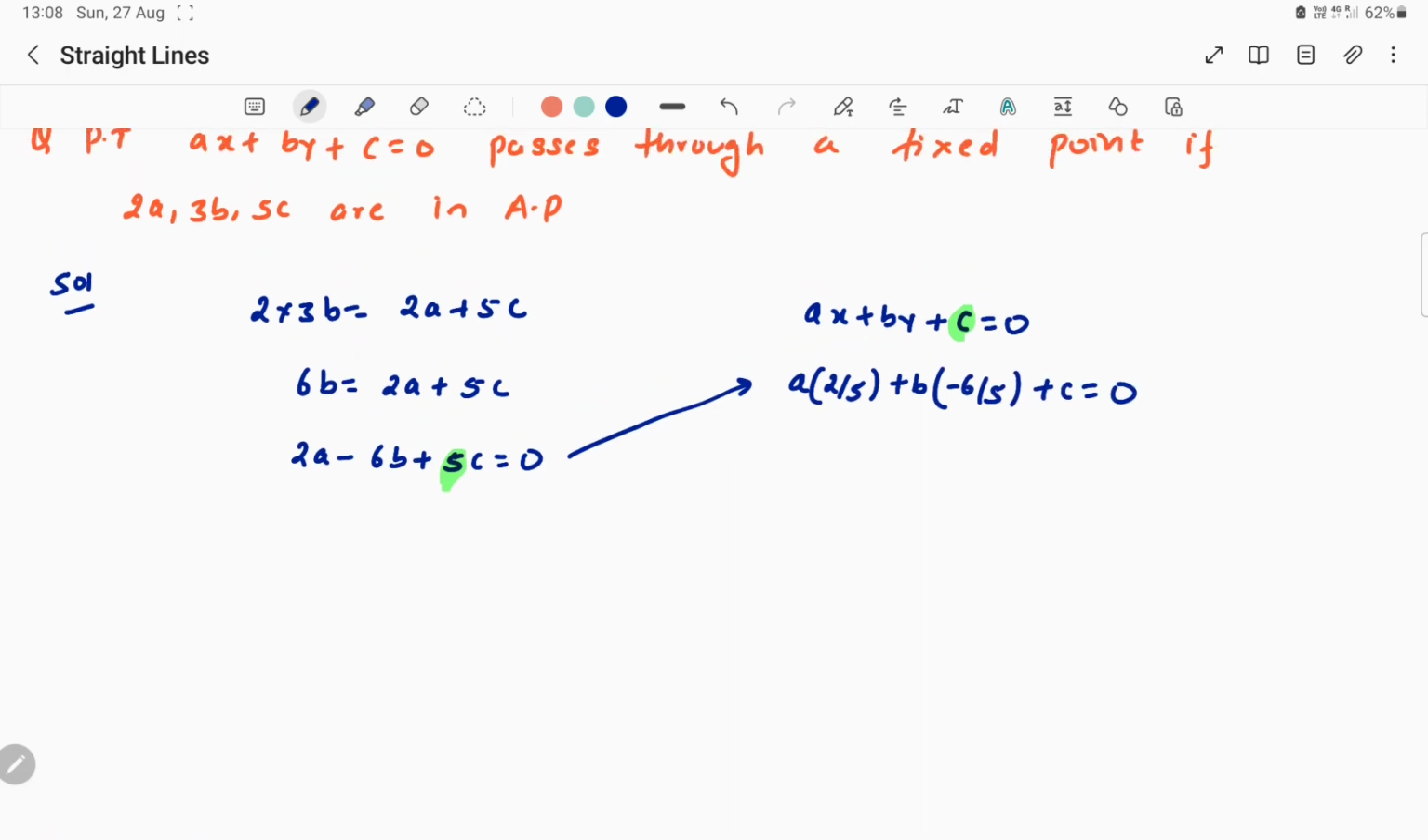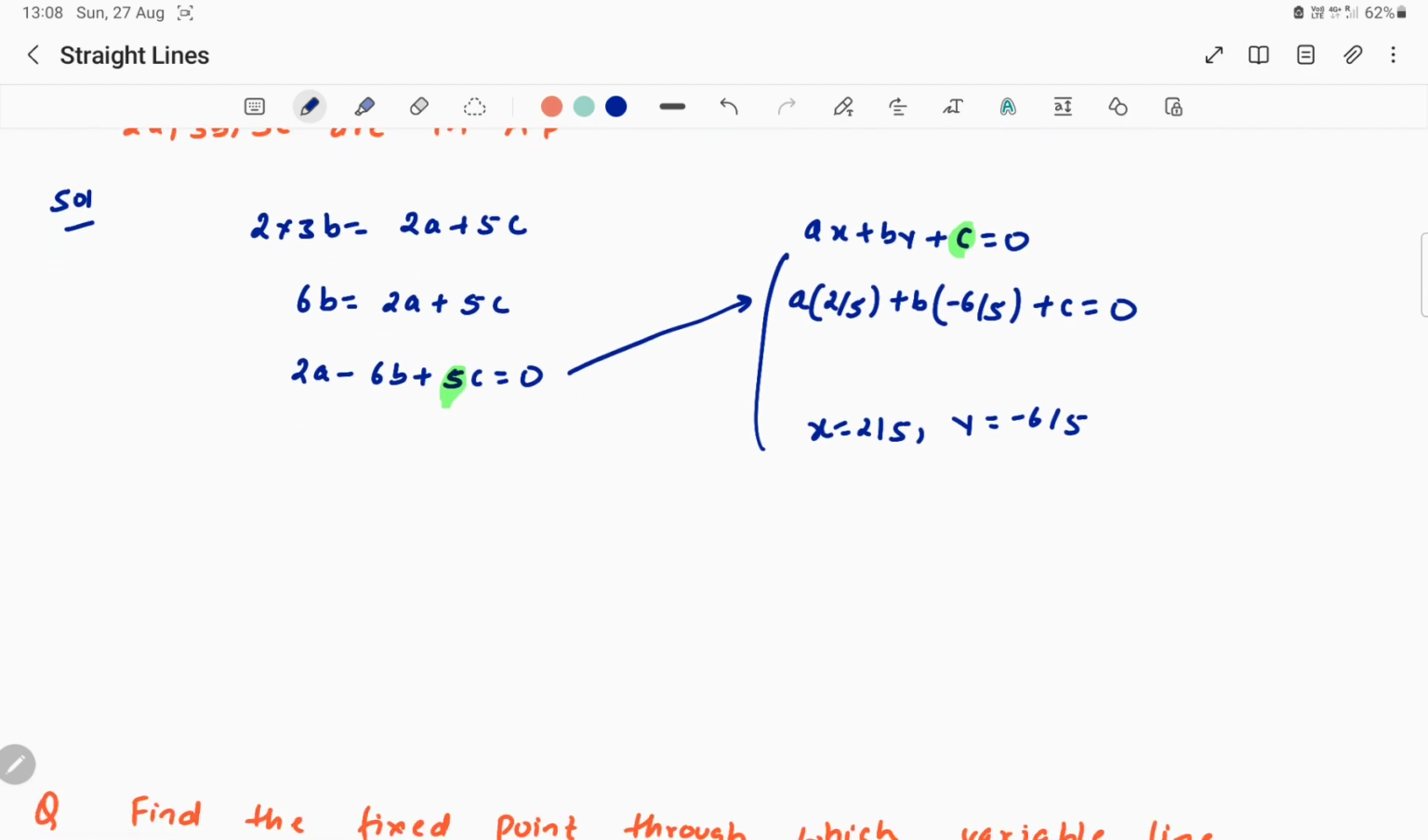Now I'm asking, how will you know that a point lies on this line? So you will say simple. Substitute x and y coordinates. If left hand side becomes 0, then the point is satisfying the equation, isn't it? So now my second question is, in place of x, if I write 2 by 5 and in place of y, if I write minus 6 by 5, what are you getting? You are getting a into 2 by 5 plus b into minus 6 by 5 plus c.